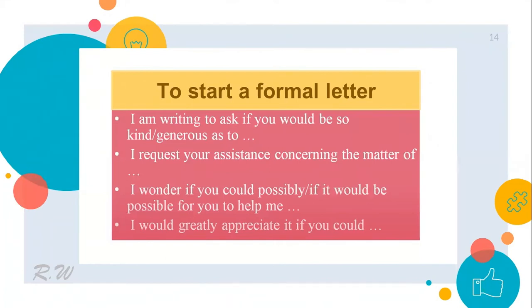And here are some tips to start your formal letter. I'm writing to ask if you would be so kind, generous as to. So these are sentences that you can start a letter with. I request your assistance concerning the matter of, and then you can continue. I wonder if you could possibly, or if it would be possible for you to help me. I would greatly appreciate it if you could. So the language is highly formal and also very polite.